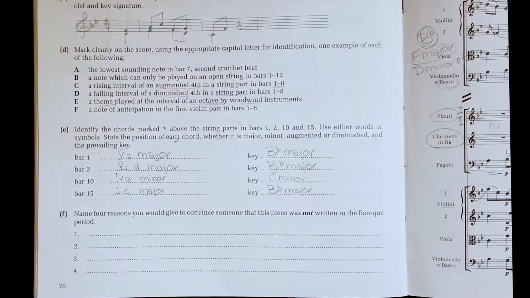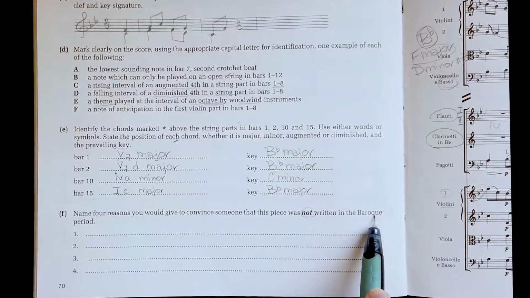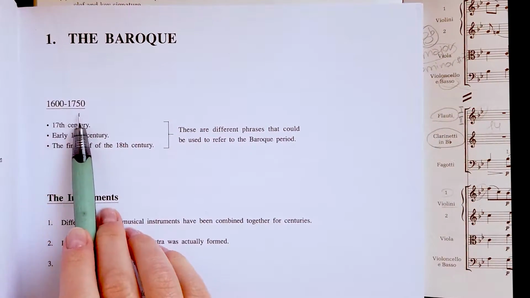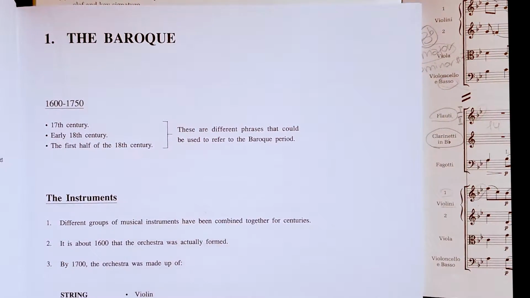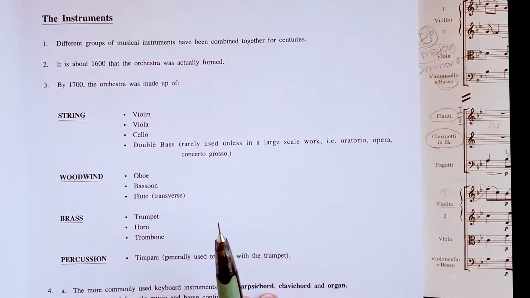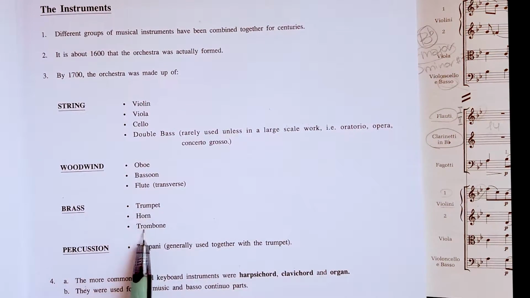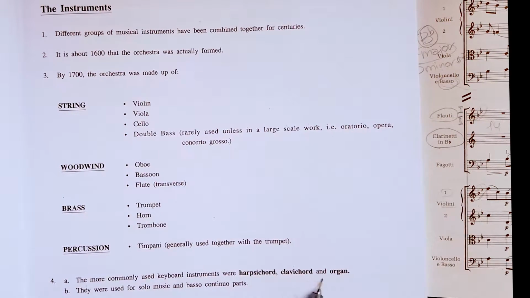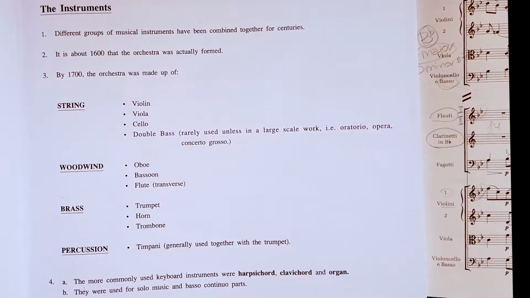And the last, we need to name 4 reasons why it's not the Baroque period. So let's speak with you about the Baroque period a little. It belongs to 1600 to 1750, with an orchestra which includes all the string family. In woodwind, we cannot find the clarinet, percussion is timpani, and we used with you harpsichord and all the others.